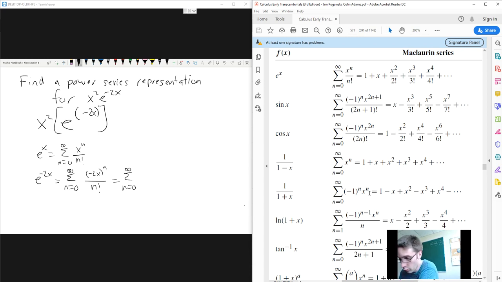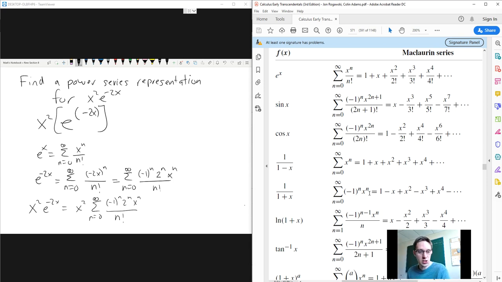We could pull out a negative 1 from the numerator, and that would come out as a negative 1 to the n. And then we could also pull out 2 to the n times x to the n. And there we go. Now we've got a Taylor series for e to the negative 2x. And if we want x squared e to the negative 2x, all we have to do is multiply both sides by x squared. And so we'll have negative 1 to the n, 2 to the n, x to the n.